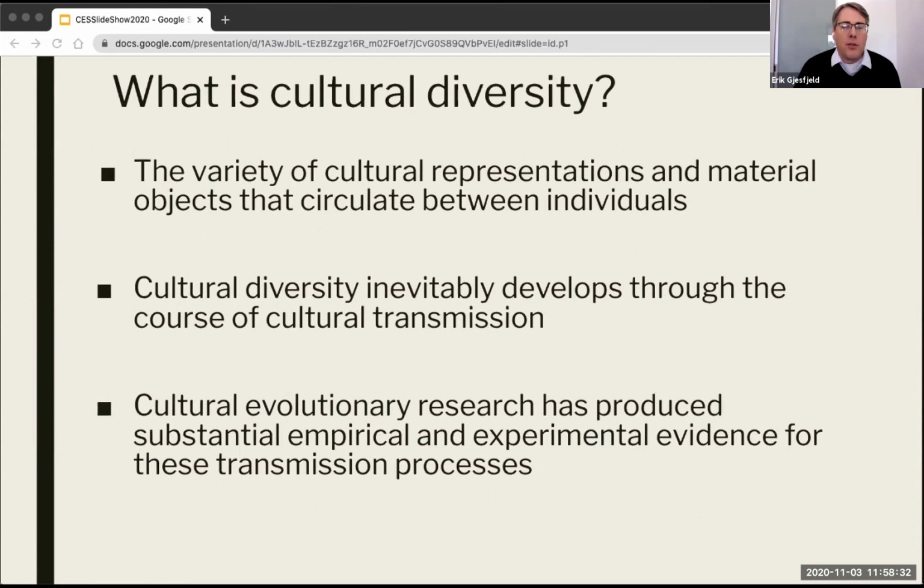So what do we mean when we talk about cultural diversity? Well, we're just talking about the real variety or totality of these things that are circulating within and between individuals, the combination of representations as well as material objects that are there. And inevitably, the cultural diversity that we see is a product of the cultural transmission processes that underlie it. A substantial amount of cultural evolutionary research has gone into looking at both the empirical and experimental evidence for these transmission processes. We've heard quite a few about those over the last few webinars, so we won't discuss them in more detail here.